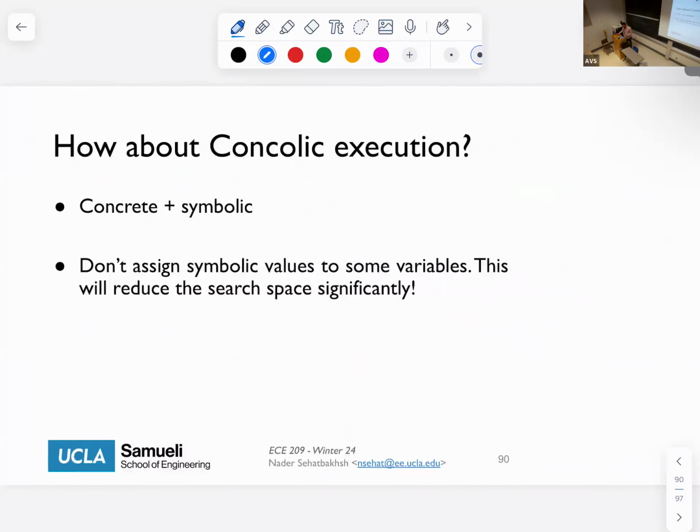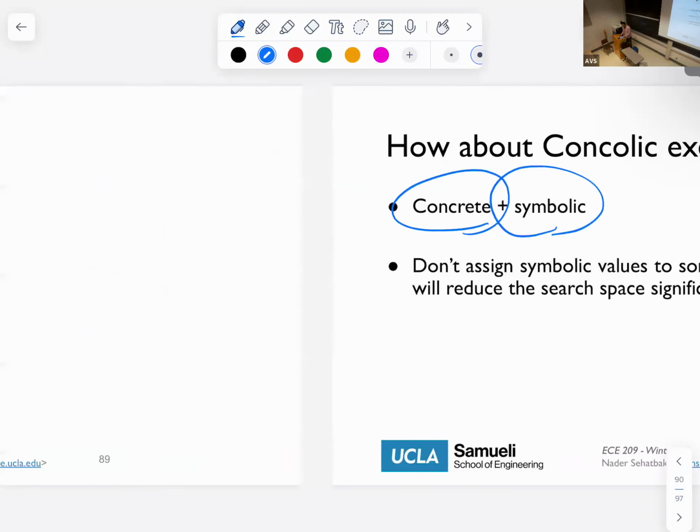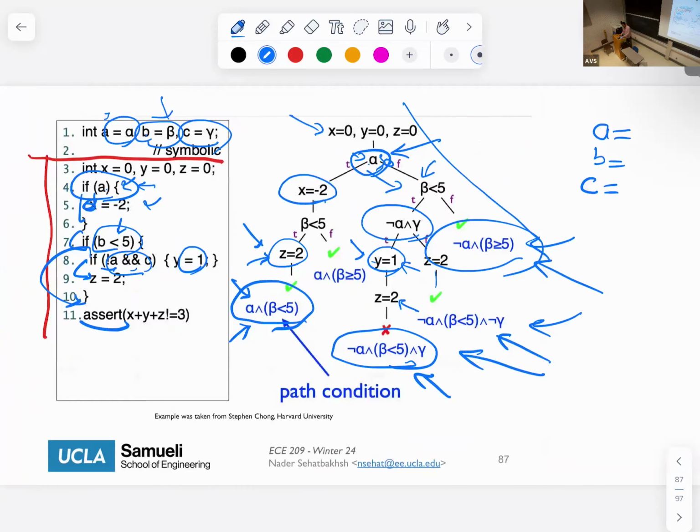Okay, what you can do to fix the issue is what we call concolic execution, which is a combination of concrete and symbolic execution. In this example, all of your inputs can be substituted with a symbolized expression, okay? But I can say that A remains A. I use a concrete value for A, for example A is equal to 1. And then I solve the symbolic expression for beta and gamma, okay?